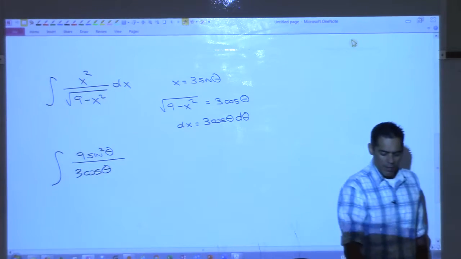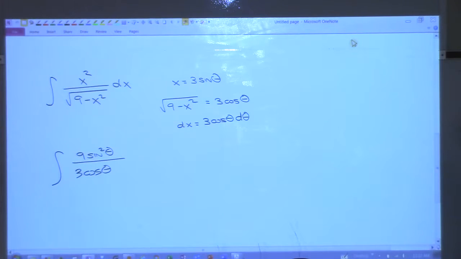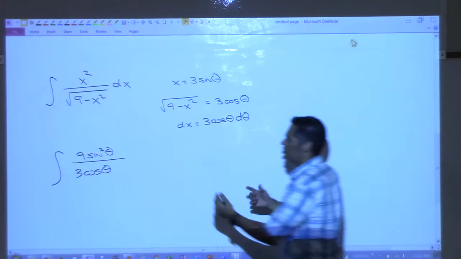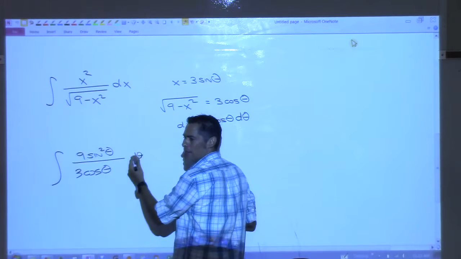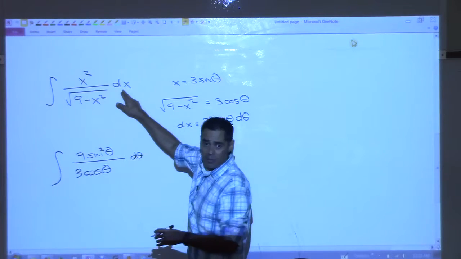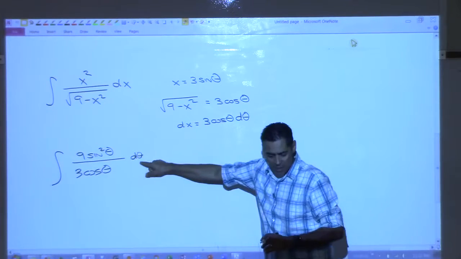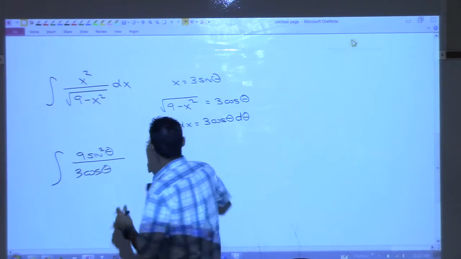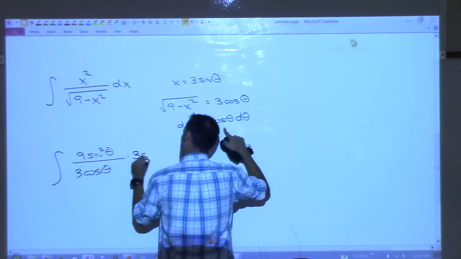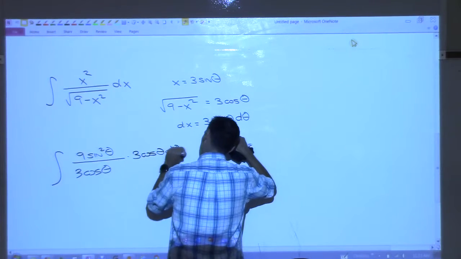Do you see how the biggest mistake that I see students make is they forget the dx part? Students will just write, okay, d theta, and that's it. But no, you're replacing dx with something, and it actually has a lot of junk in it, doesn't it? So you've got to make sure that this piece right here becomes what it is, 3 cosine theta d theta, right?